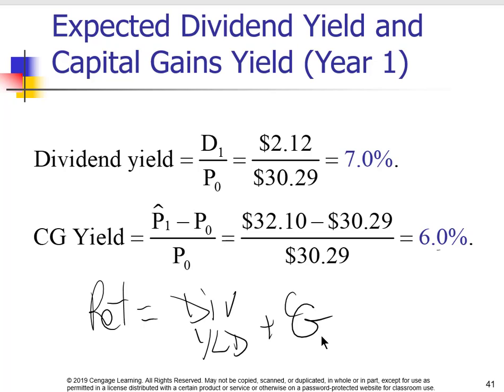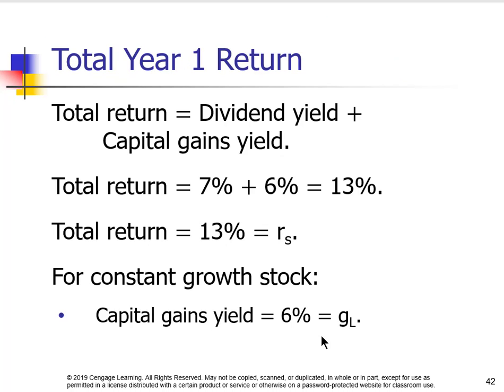So 7 plus 6 is 13%. And in this case, that is what our required cost of capital is. Our required return is this 13%. So again, this is another way that we can calculate the required return. If we have a forecast of dividends, we can work our way backwards, if you will.